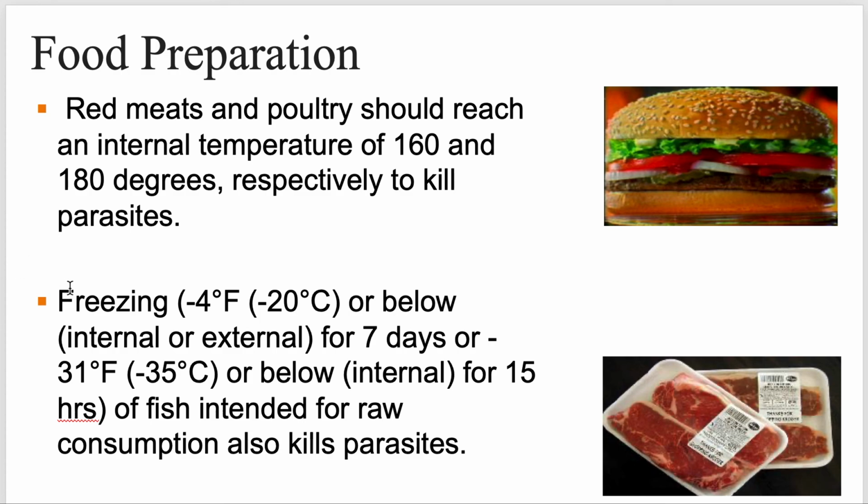I'm no expert in this area, but just some standard guidelines: red meats and poultry should reach an internal temperature of 160 to 180 degrees, respectively, to kill off parasites. But also freezing things can kill them off. So you want to freeze at -4 degrees Fahrenheit or below for 7 days, or -31 degrees Fahrenheit or below for 15 hours, fish intended for raw consumption, which also kills parasites. So that's one of the reasons it's really important to prepare your food properly, to make sure you're not getting any kind of tapeworm.